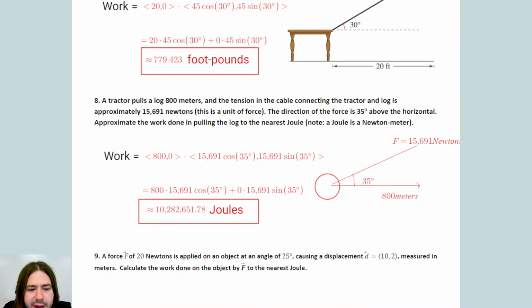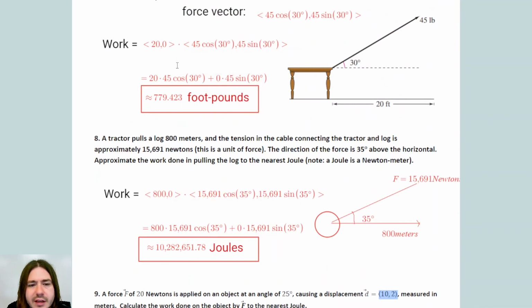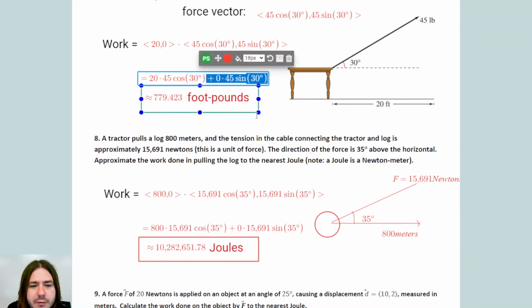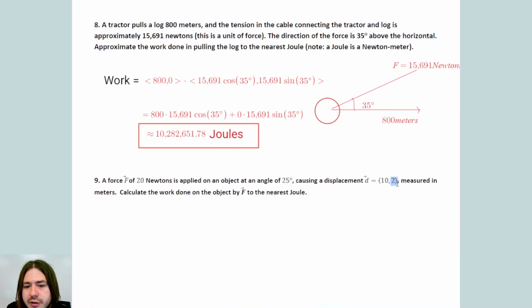All right, well, let's wrap this up with number 9. It says a force of 20 newtons is applied on an object at 25 degrees, causing a displacement of 10, 2. Okay, so this one's going to be a little different because we are not pulling it directly to the right. In both of these previous examples, since we're pulling it directly toward the right, we multiplied by 0. There was no vertical component to our displacement. But this one does have a vertical component, so you're not only pulling it to the right, but up a little bit.